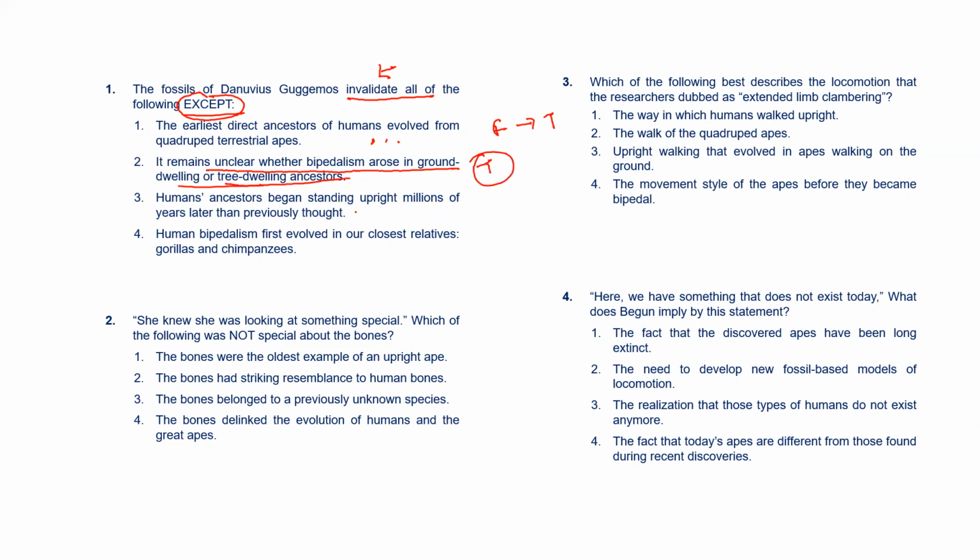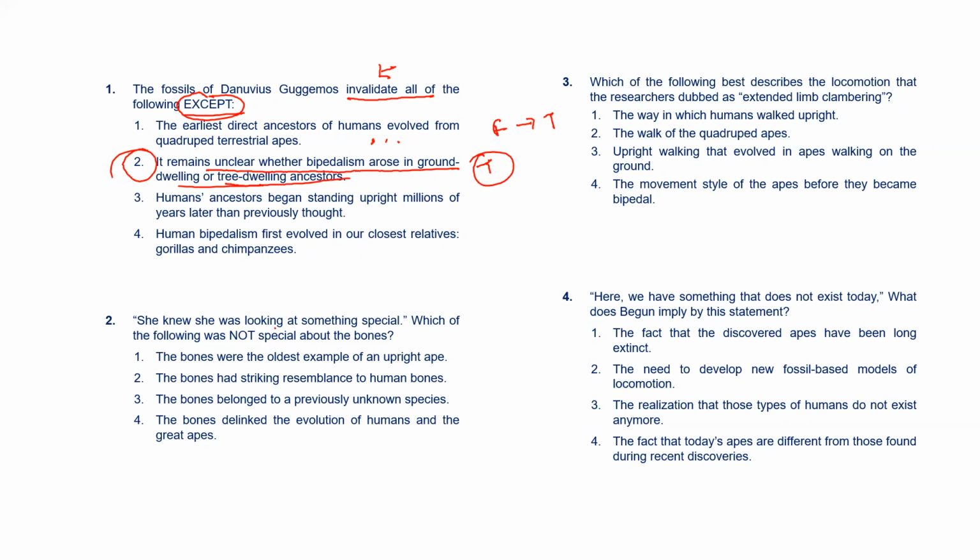Human ancestors began standing upright millions of years later than previously thought. Human bipedalism first evolved in our closest relatives, gorilla and chimpanzee. Now, if you see, the 3rd and 4th clearly are not the right answer. For me, it was between 1 and 2, but I did not require going back to read the passage, because this definitely is true as per the passage. So that should be the answer.